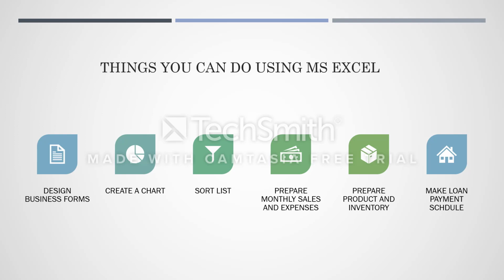Prepare monthly sales and expenses. If you have a company or any product, you can record how many sales, how much monthly sales amount, how much you earn, and how many expenses you had. All of this can be maintained in one particular sheet that you can use in MS Excel. Prepare product and inventory, make loan payment sheet.